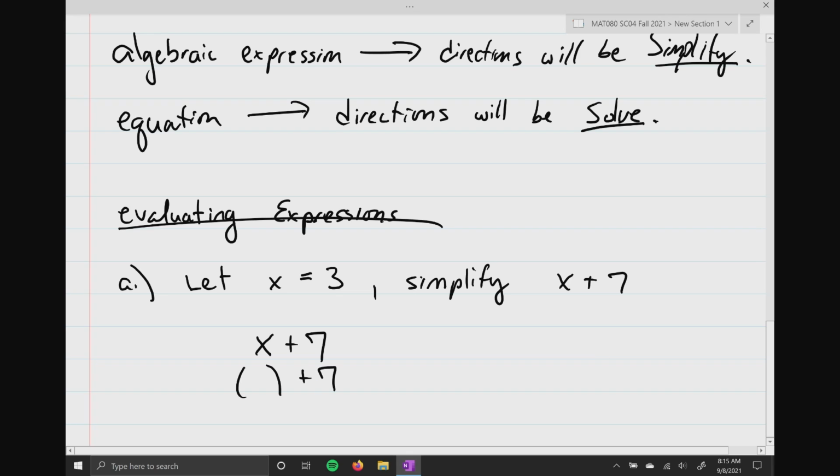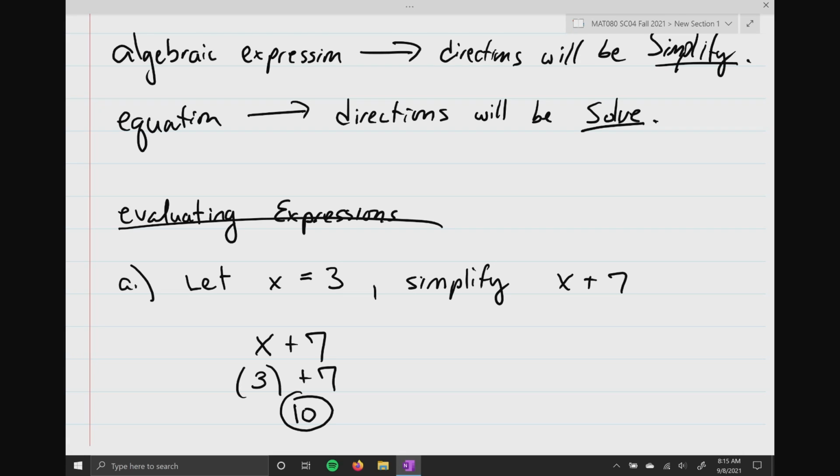Whenever I make substitutions in math, I always put parentheses first, and you'll see why later. For now, just get in the habit of that. All I have to do is substitute in a 3, and then evaluate. 3 plus 7 is 10. And that's it. That's as hard as it gets when we talk about evaluating expressions.